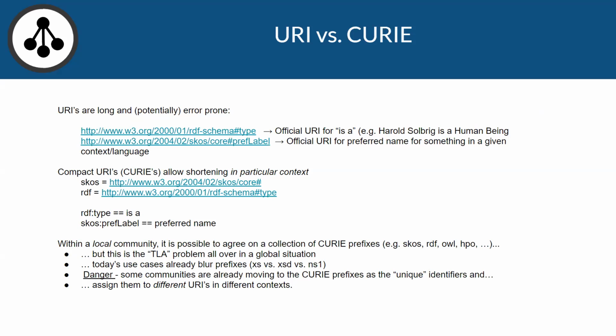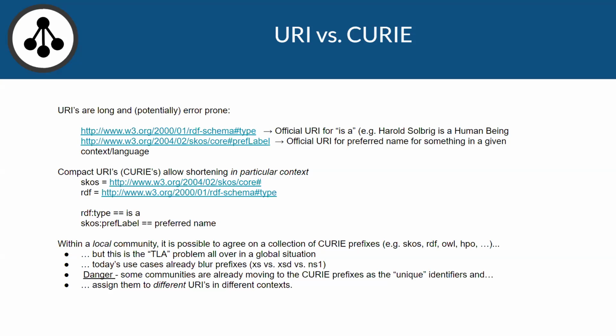So these are a couple of HTTP URIs that are almost universally used in our communities. The first one is for how we say something is an instance of something else. Harold Solbrig is a human being. And another one there, just for example, is from the Simple Knowledge Organization System, SKOS, which is a URI for something in a given context or language. So one thing that's been done since the beginning to deal with these things is that there are various ways of assigning shortenings. So the text SKOS represents the majority of that big block up front, or RDF. And you can put them together. So RDF type gives you that full URI above, stands in its place, and SKOS prefLabel.